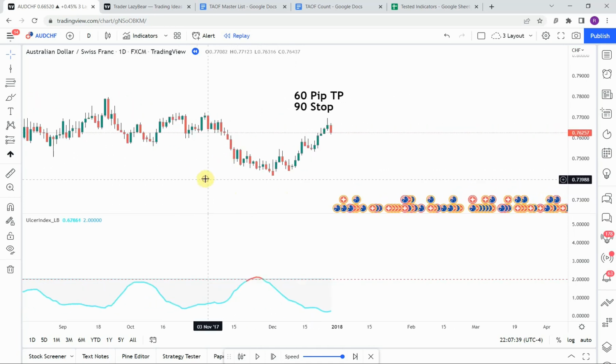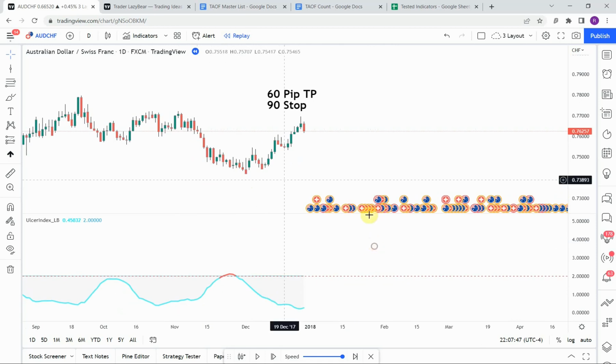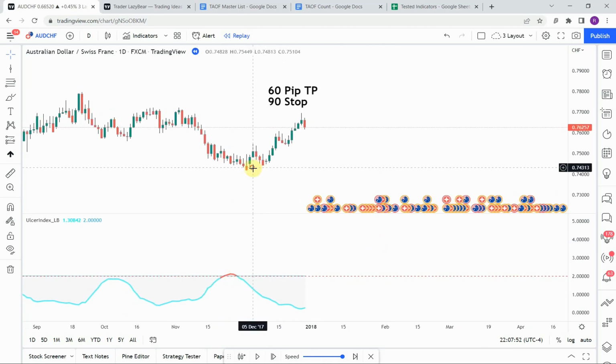And so what we're going to do is look for when this spikes above that cutoff at the 2 level there. When that takes place, we are going to look at what the most immediate trend direction is.